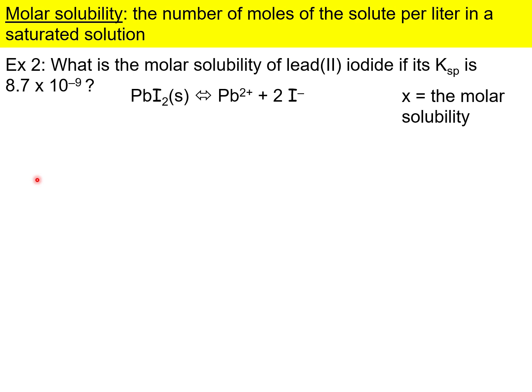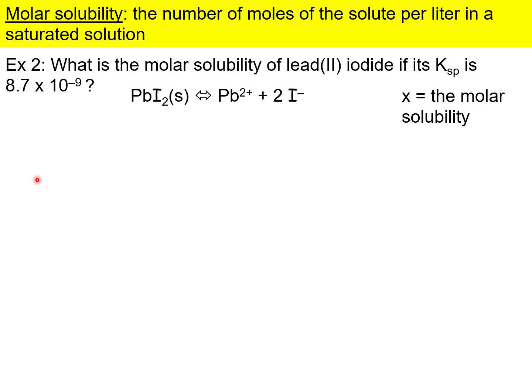Typically, most people use S for the molar solubility, S for solubility, but I use X because when I'm trying to write this on the board, my S's always end up looking like something else altogether. But my X's are clear. And also X is what we used when we were doing the stoichiometry unit.